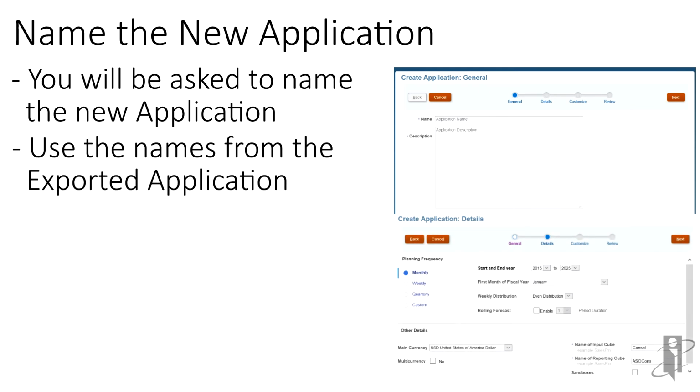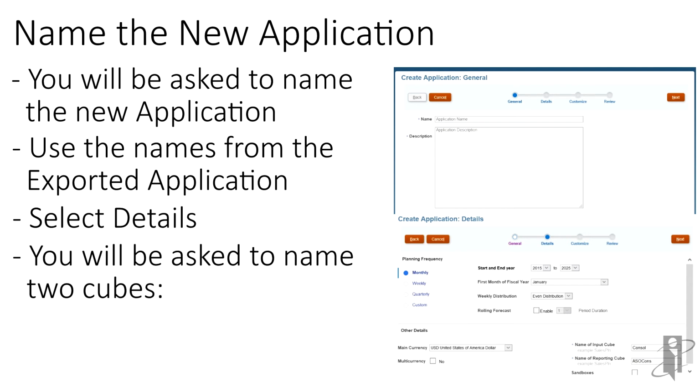You select details, and you'll be asked to name 2 of the cubes, an ASO and a BSO. Also warning, uncheck the multi-currency unless you really know what you're doing, because it will add an extra dimension and do a whole bunch of things for you that you may not be needing. Also note, you're only creating 2 of the cubes here. If you have more cubes in the source application, you'll have an opportunity to make another cube later.